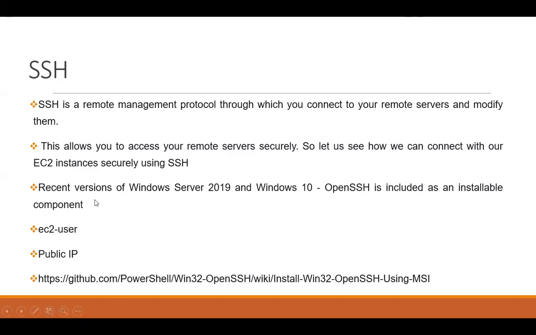Moreover, in the recent versions of Windows Server 2019 and Windows 10, OpenSSH is already included, or we can download it from this link on GitHub. I have provided the link over here, and I will be providing this link in the video description also. And always remember, by default, the user that will be used to SSH is ec2-user, and we'll be using the public IP in order to access our EC2 instance.